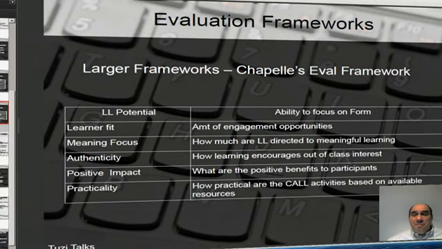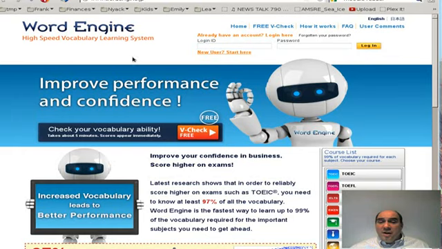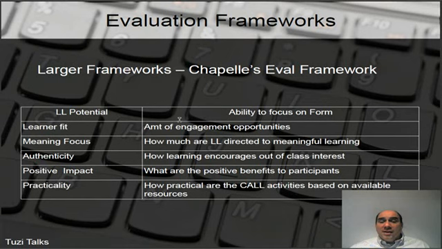Let's just jump back into this Word Engine. This is not necessarily authentic language, but students definitely do progress, and you can see the positive impact that it does have. So how meaningful is this? I'm not sure it's necessarily as meaningful as normal text would be, but it's certainly a way that we could look at it. Lastly is practicality. How practical are the activities based on the resources that you have?